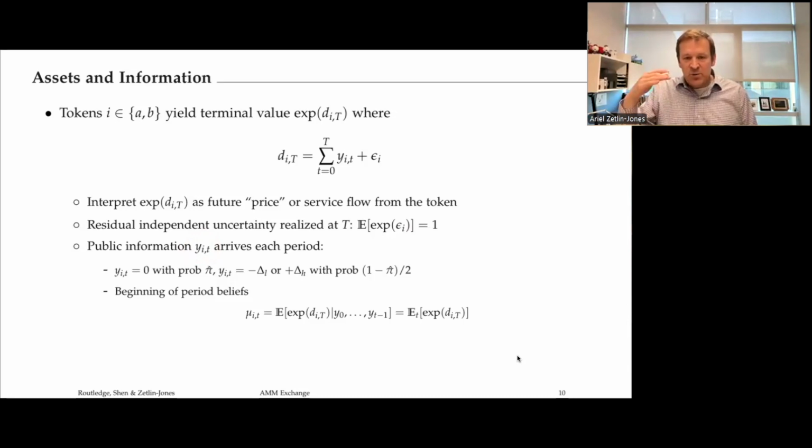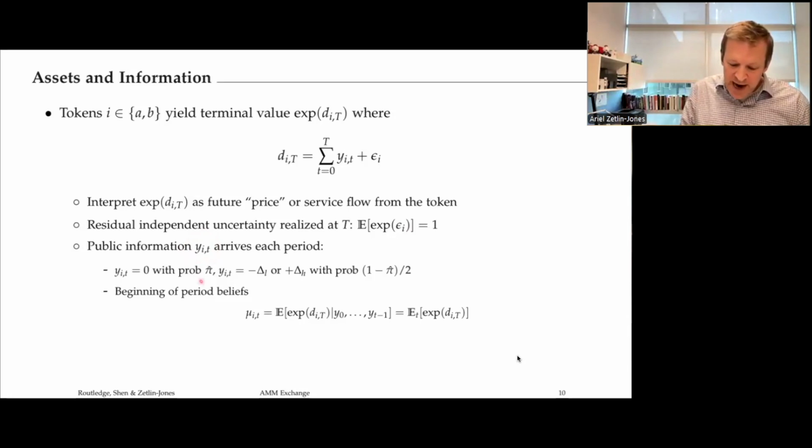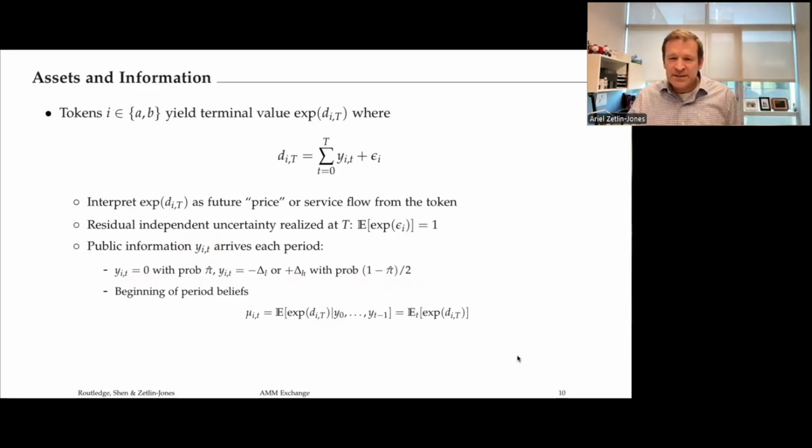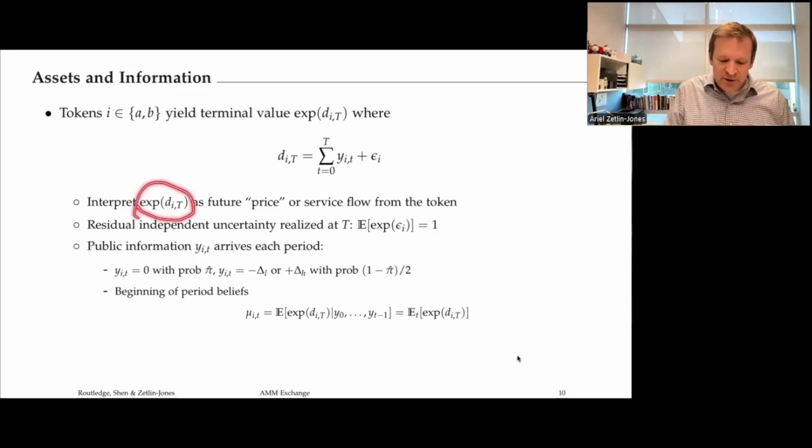And every period, we can get some good news. We think this terminal value has gone up a little bit. Some bad news, this terminal value has gone down a little bit. Or no news, the terminal value has stayed constant. So with probability pi hat, it's constant. With probability 1 minus pi hat over 2, it either goes down a little bit or up a little bit. Does everyone understand the logic we have in mind here? Every period, we're going to learn some public information, and that's going to influence our belief about this final value we get from owning a token.